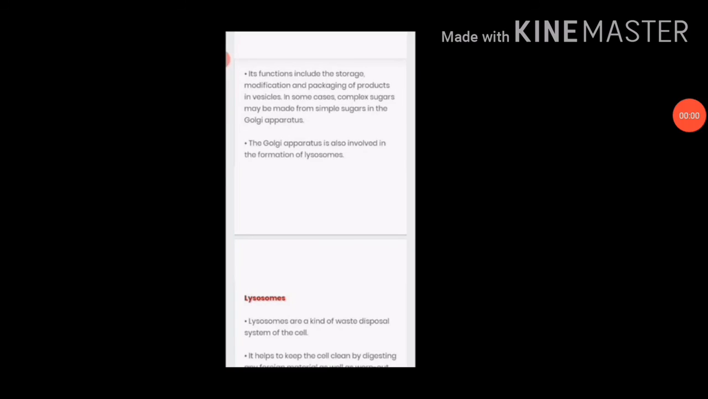Okay, students? So this is the end of the second part of cell chapter. Now still 4 points are remaining, that is lysosome, mitochondria, plastids and vacuole. About this we will be studying in the next part, that is part 3 of the same chapter.